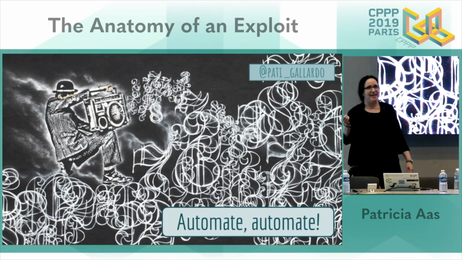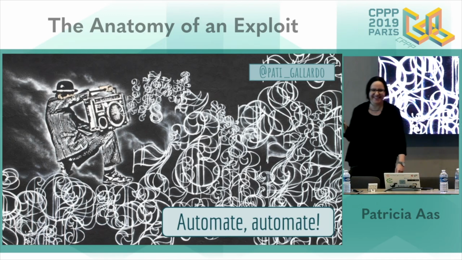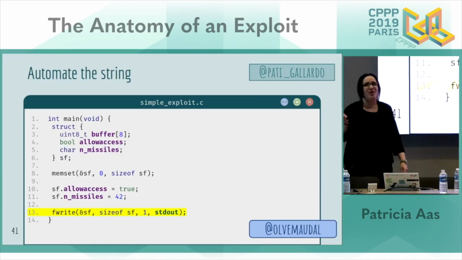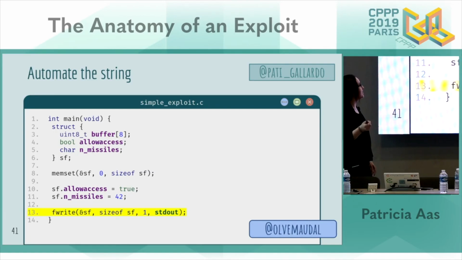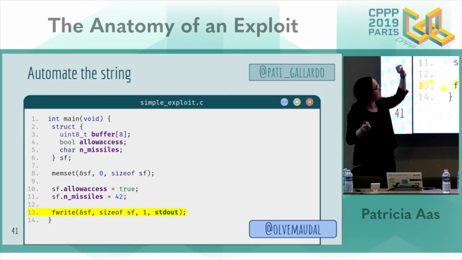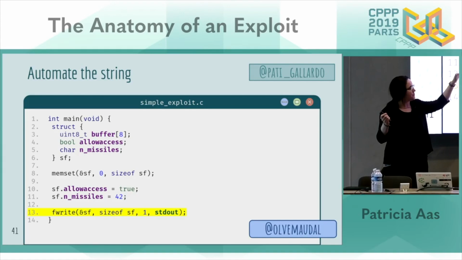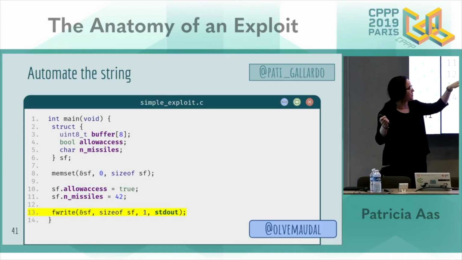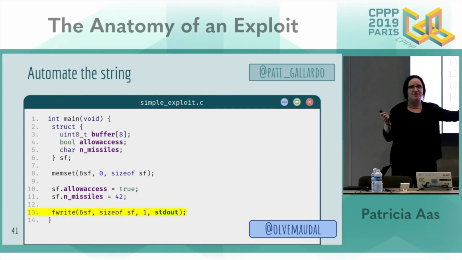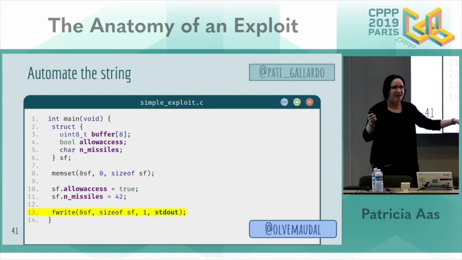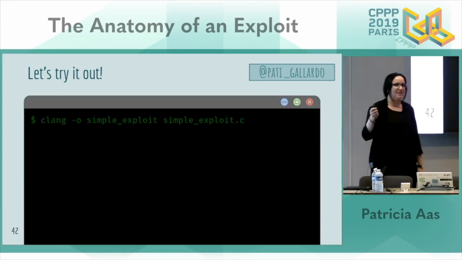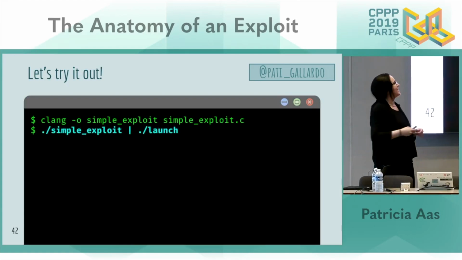But if you're going to be an elite hacker, you have to automate. The thing is, real elite hackers usually use Python, and I wrote it in C, so I don't think I'm an elite hacker. But basically here we have a struct, and we're going to just set the values that we want. So we want allow access to be true and missiles to be 42, and then we just serialize that to standard out. And that means that we can do things that look a little bit cooler, like this.